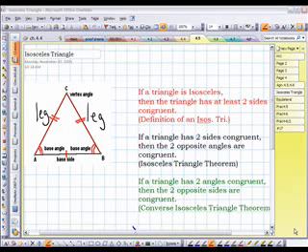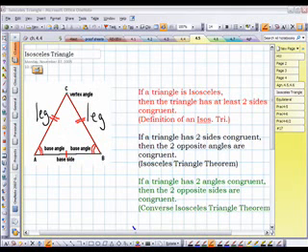This section is on isosceles and equilateral triangles. Here is a picture of an isosceles triangle. An isosceles triangle is a triangle where at least two sides are congruent. So these two sides that are congruent are called the legs. It doesn't have to be oriented this way, but here's a leg on the left, a leg on the right. This third side can be thought of as the base.